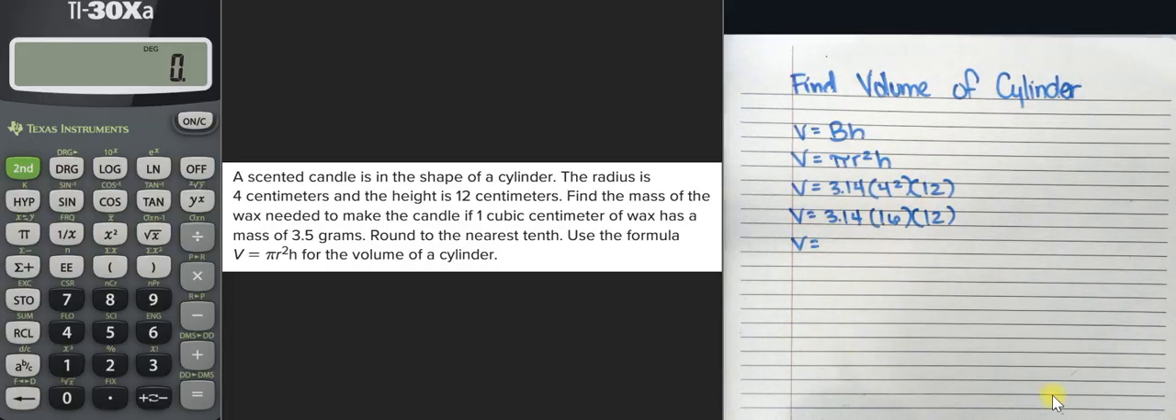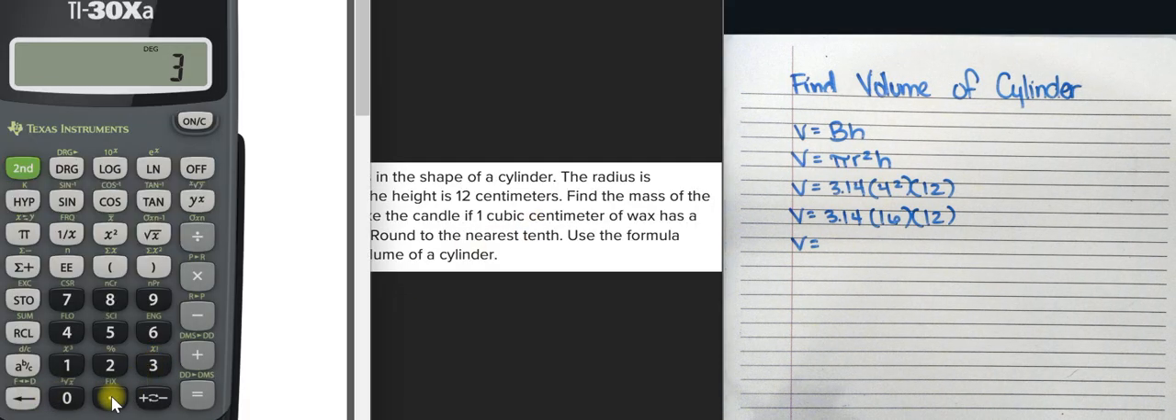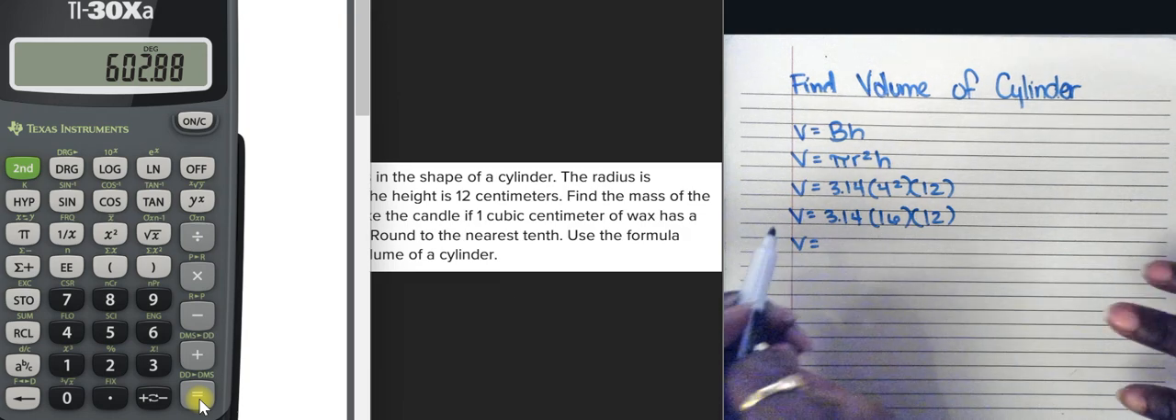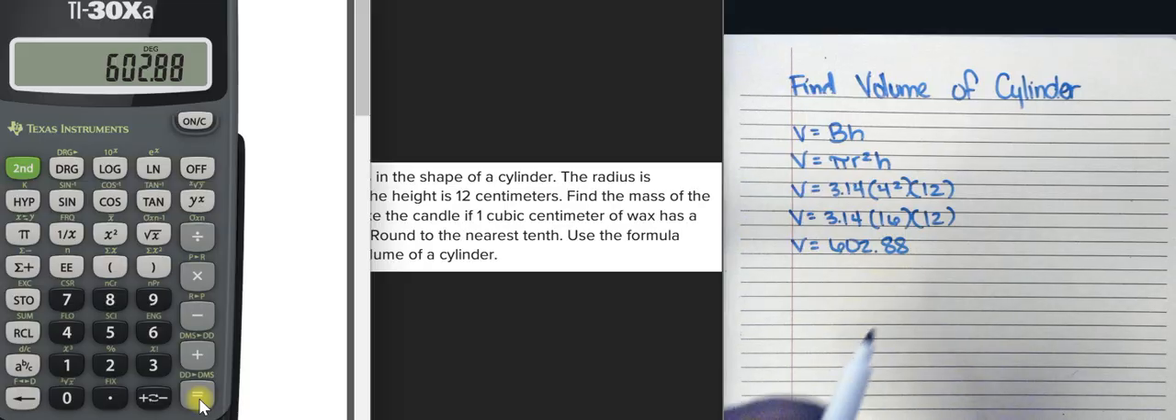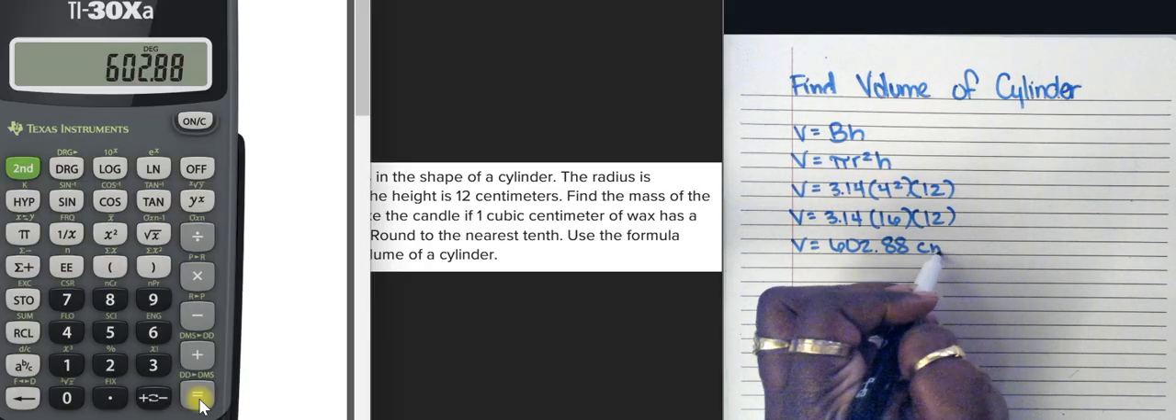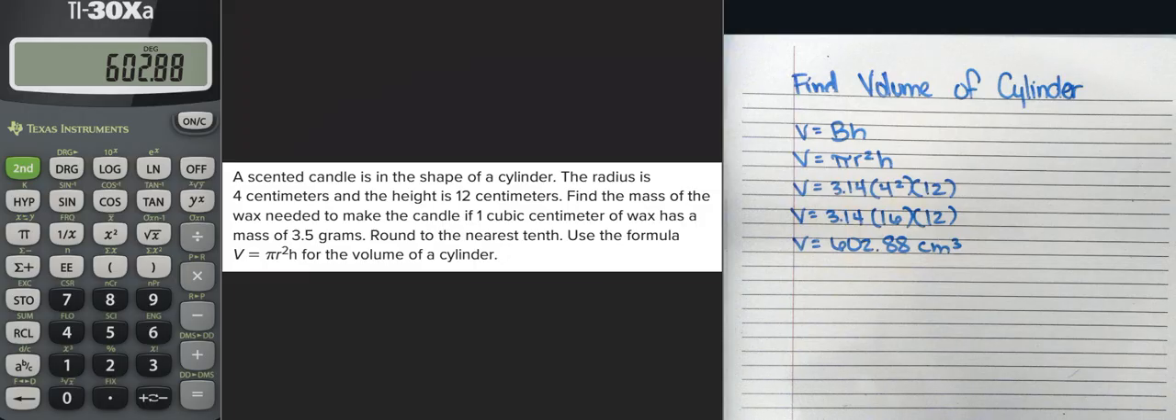So then our volume is going to be equal to 3.14 times 16 times 12. So we've got 602.88. And this was centimeters, so this is cubic centimeters. And so now we need to figure out about the mass. So remember, find the mass of the wax that is needed if 1 cubic centimeter of wax has a mass of 3.5 grams.